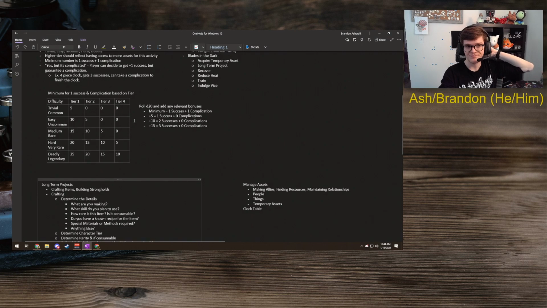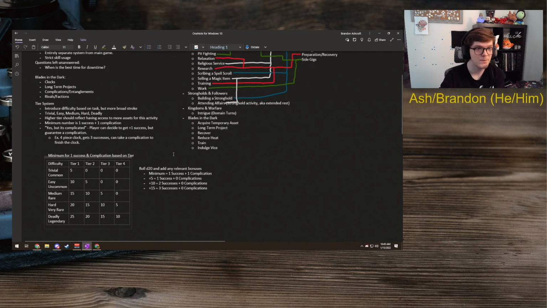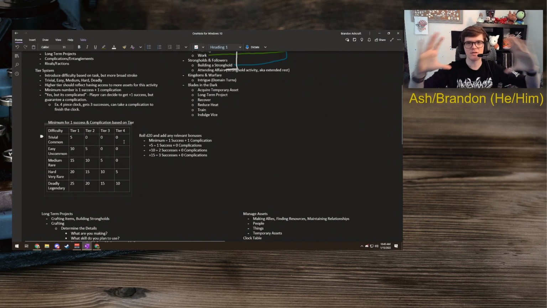So then you look at a tier 4 character, and it's only a 10. So on average, you're going to get success and a complication, and then the higher your roll is, you get more successes and no complications. The last part of that is you can say yes, but it's complicated. So you get a +1, but you guarantee a complication. That's it. And this gives us a nice system to say this is our baseline. All activity is built out from this table.